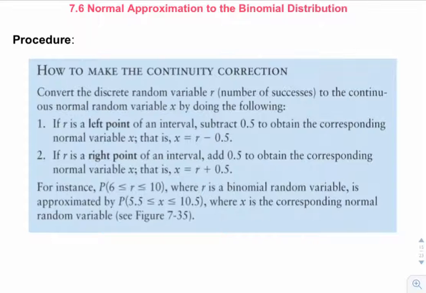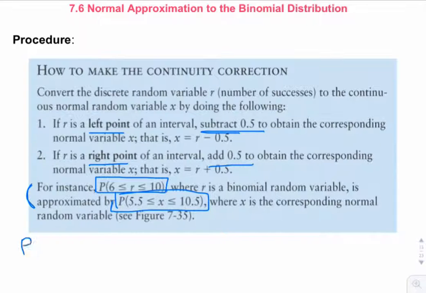So how do we do it? We convert the discrete random variable r to the continuous normal random variable x. If it's a left point, you subtract a half. If it's a right point, you add a half. So here's the same example that we just saw, from converting here to converting here. So let's look at two examples.